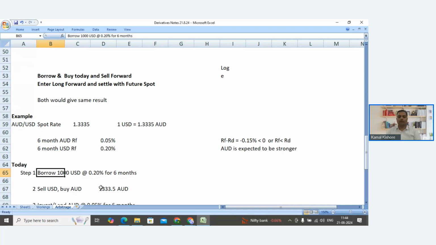How much AUD can you buy? You can buy 1,333.5 AUD. You will invest this AUD for the time given.